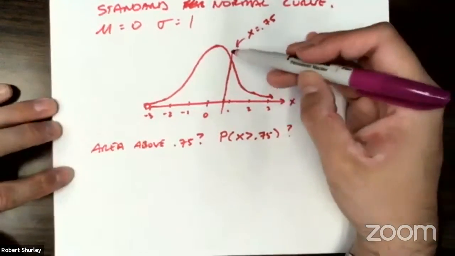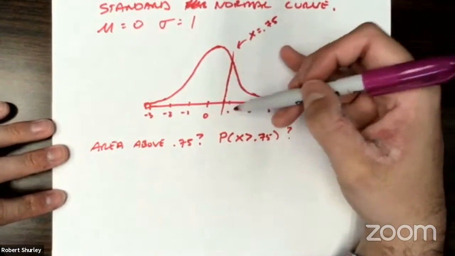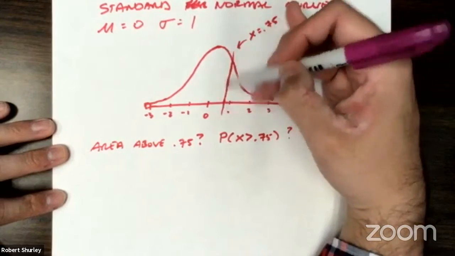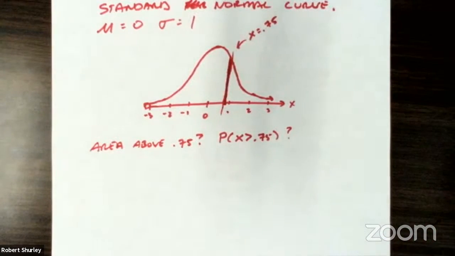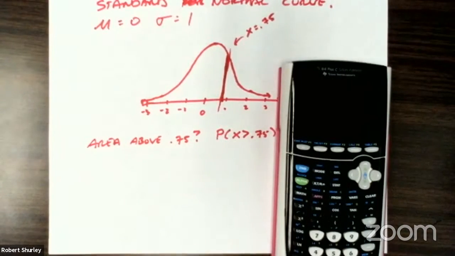Now, I know this is slanted on your page because I wrote it sideways. It shouldn't be a sideways slant. It should be straight up. I apologize for that. But that's supposed to be straight up and down. So let's bust open the calculator. And let's talk about this thing for a minute.